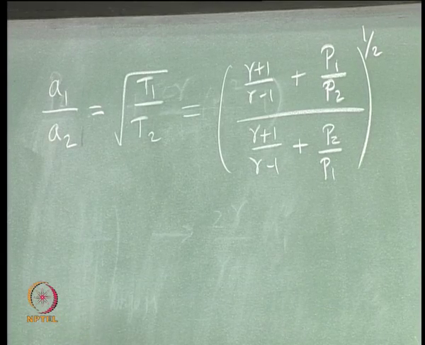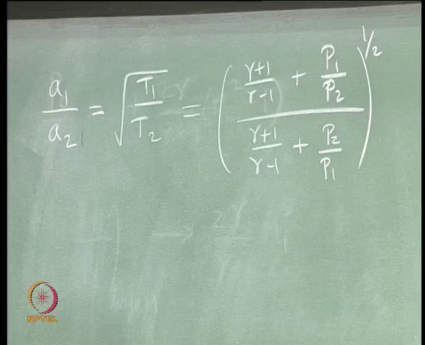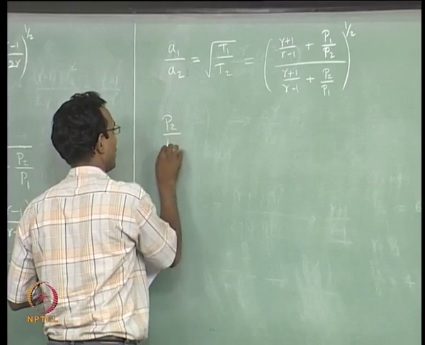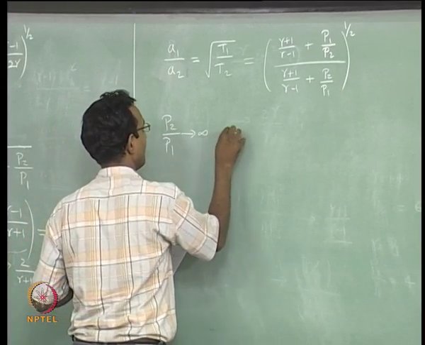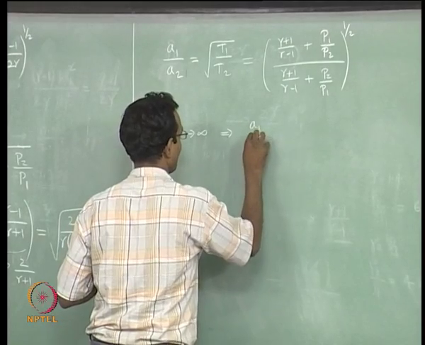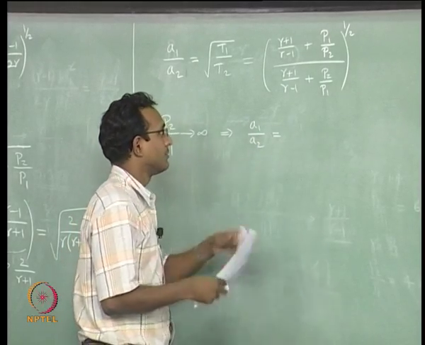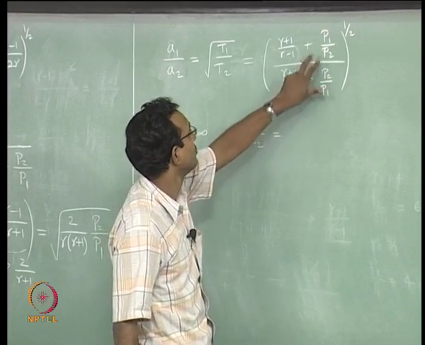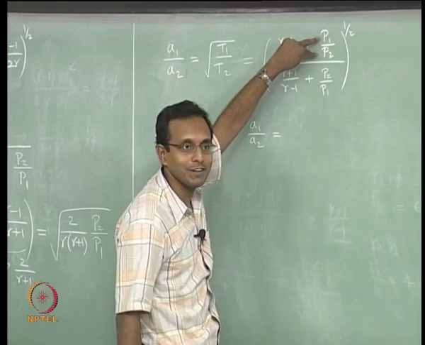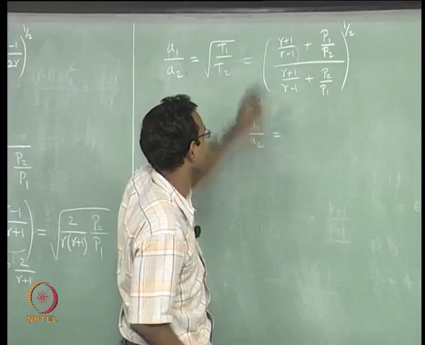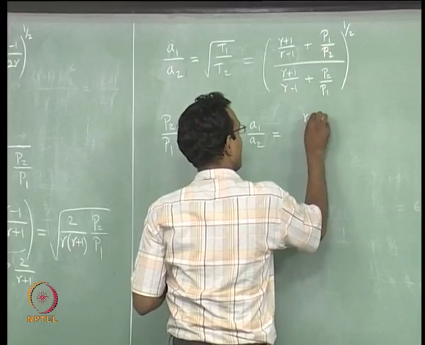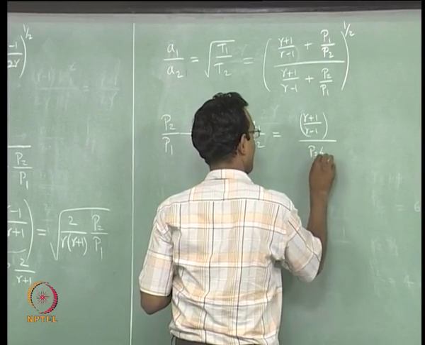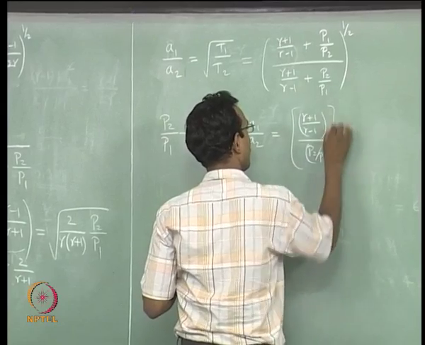So, for large values of P2 by P1, similar analysis, we just want to see what happens when P2 by P1 tends to infinity. A1 by A2 will become, I am saying this is very high, this I will neglect, I will have in the denominator only P2 by P1. In the numerator, this is very small, 1 by infinity, very small. So, I will have only this term. So, I am going to get gamma plus 1 by gamma minus 1 divided by P2 by P1, whole power half.